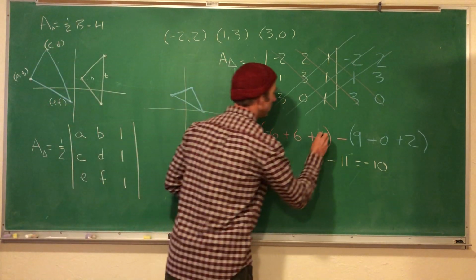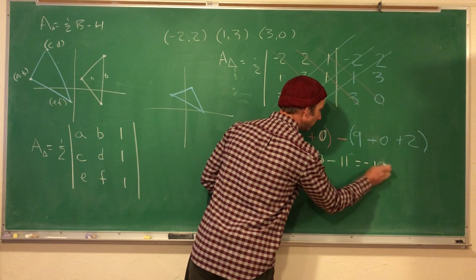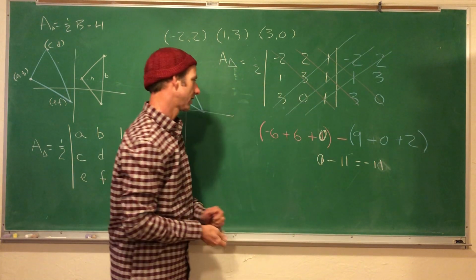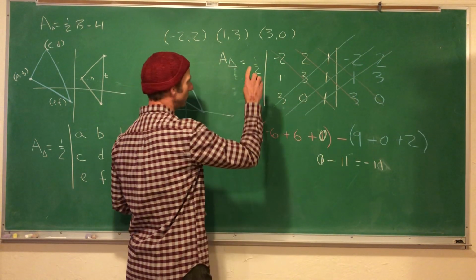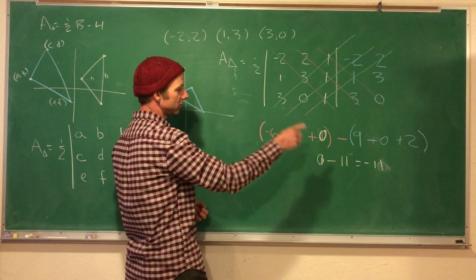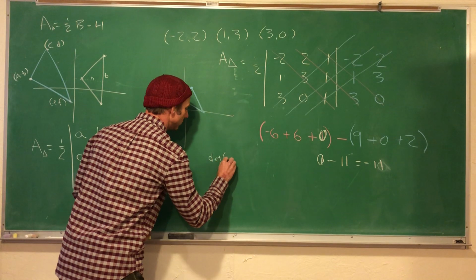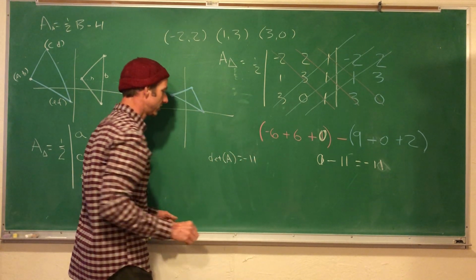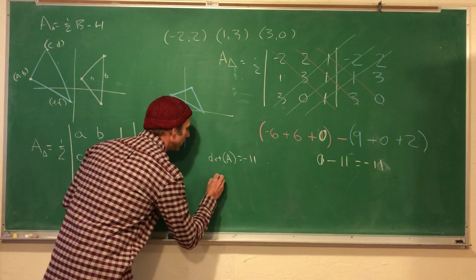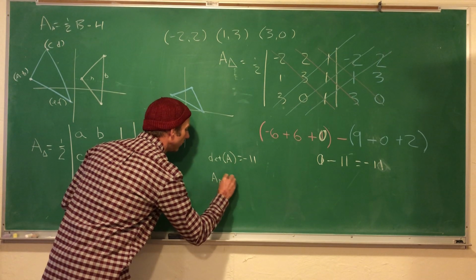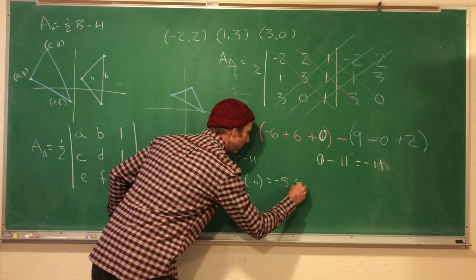Oh, hey, this is a 0. That's a 0 right there. There we go. Typo. Okay, so my determinant for this matrix is minus 11. So my determinant's minus 11, and my area of my triangle is 1/2 of that. And so area of triangle is 1/2 of negative 11, which is negative 5.5.